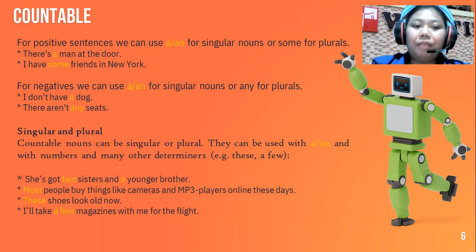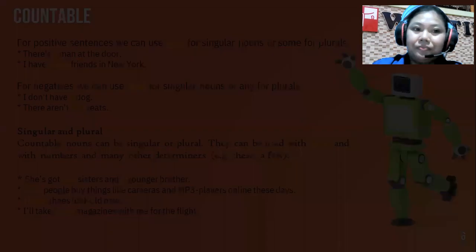Most people buy things like cameras and MP3 players online these days. Here, it uses determiners. These shoes look old now. This also uses determiners. And then I'll take a few magazines with me for the flight. This also uses determiners for countable.